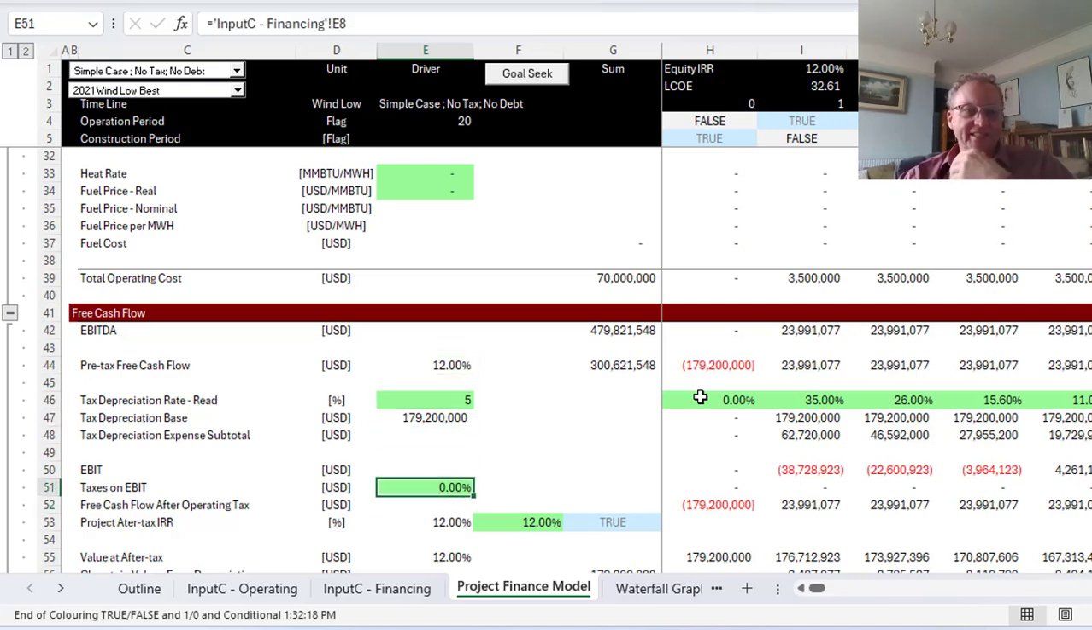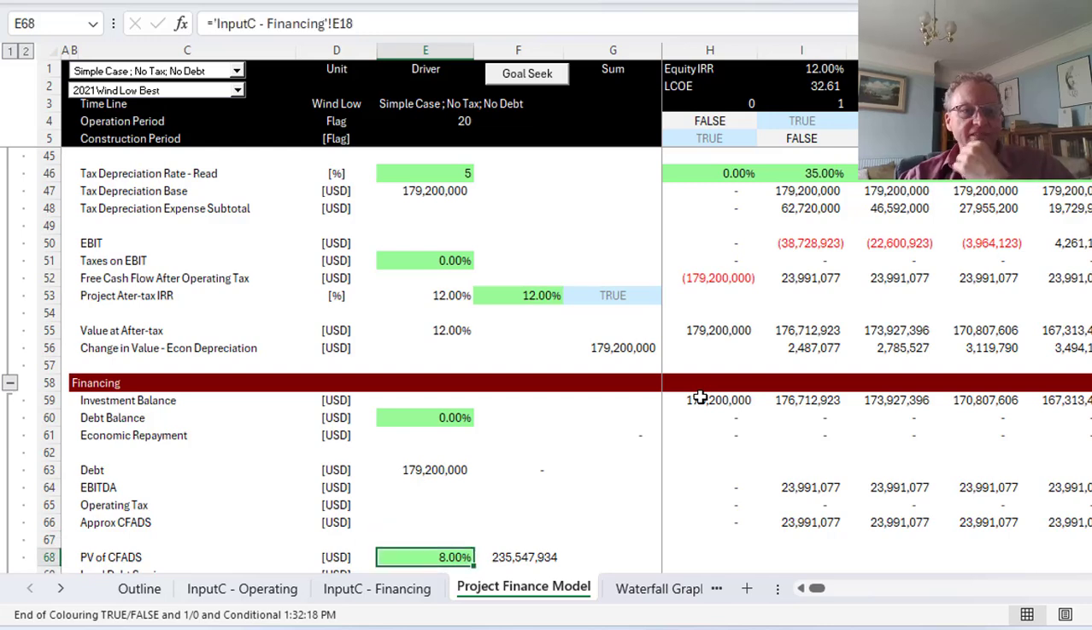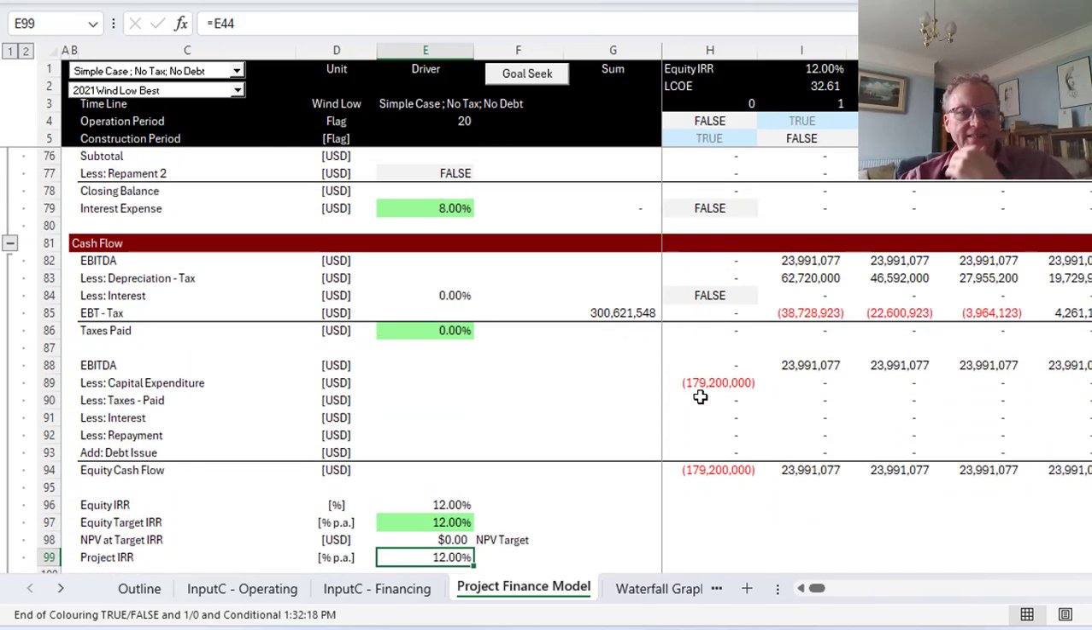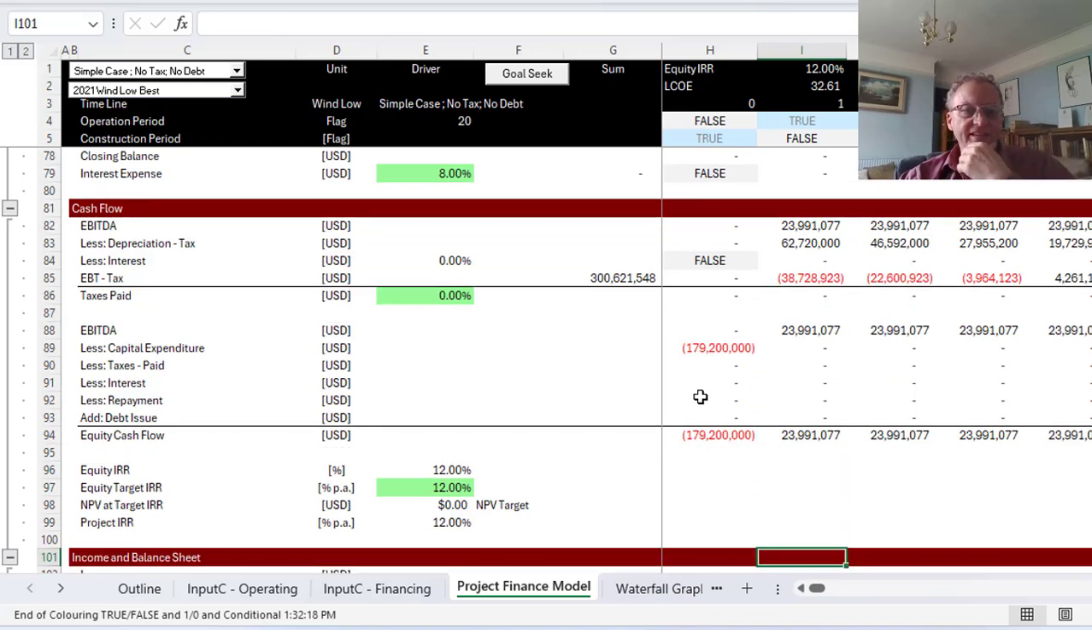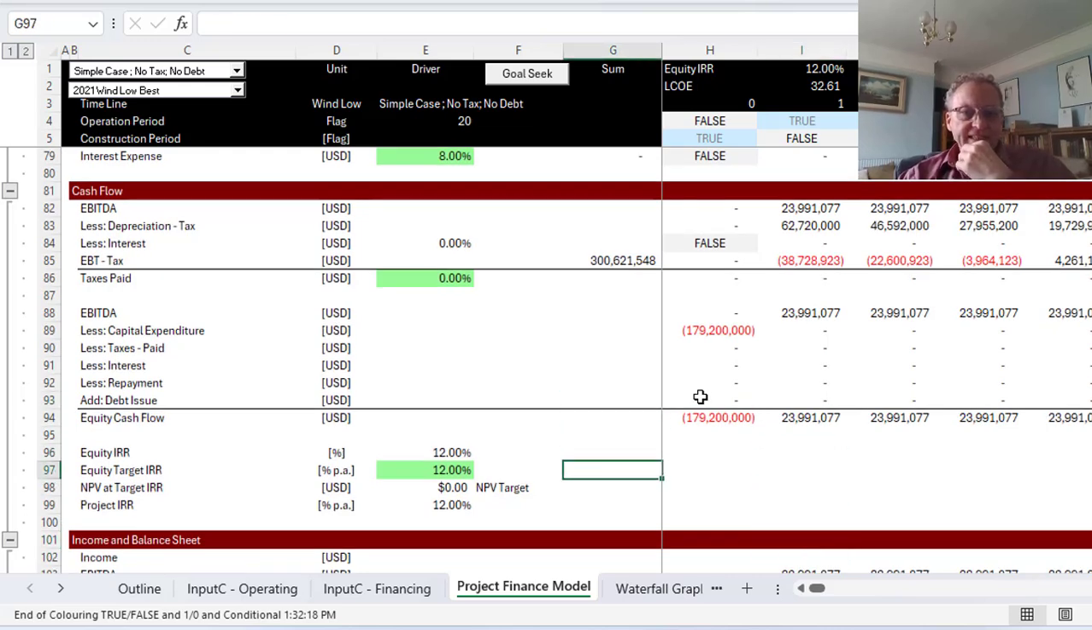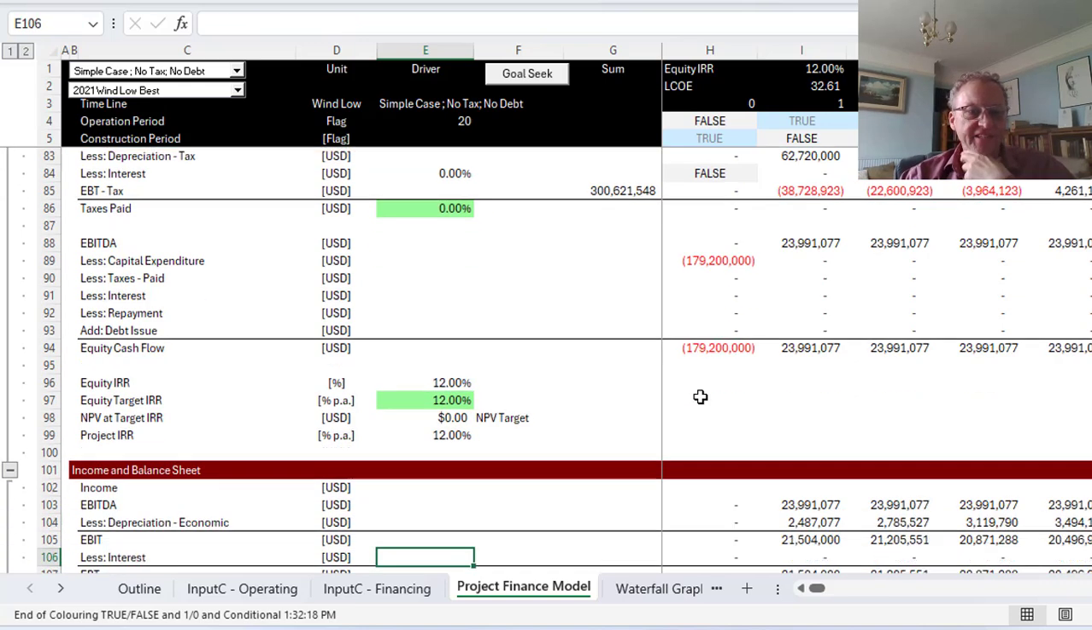And the rest of this stuff, we're going to show you how to get depreciation, and then we're going to do some financing. And I guess we can go down here, get the cash flow, which is just your EBITDA, minus the taxes, which were nothing, and then get the equity cash flow. In this case, the equity cash flow and the project cash flow are the same.